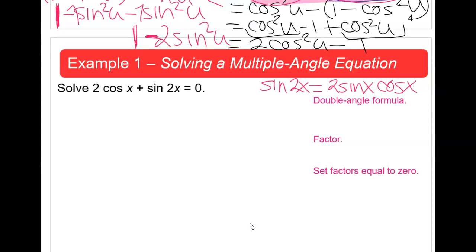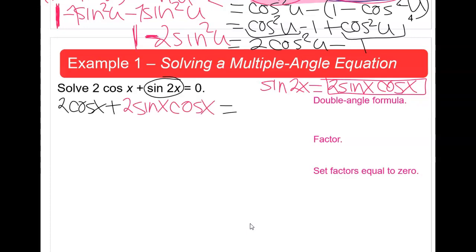So we have here 2 cosine x plus, and now we're going to substitute this part with the formula for the sine of a double angle. So we have 2 sine x cosine x, and then we have is equal to 0. Remember, we're solving an equation. Now you can see that both terms, this is one term, and this is the other term, both contain cosine x.